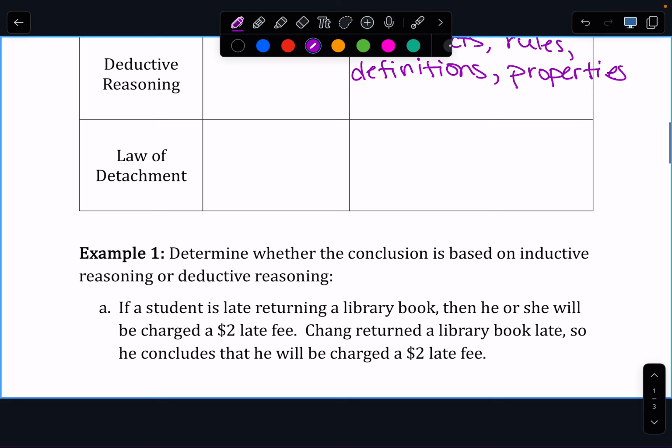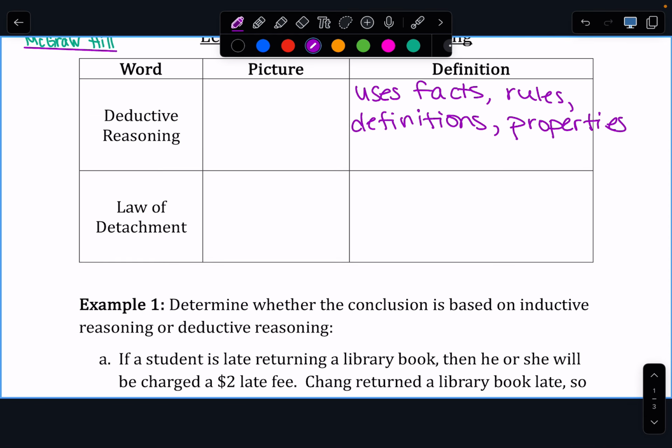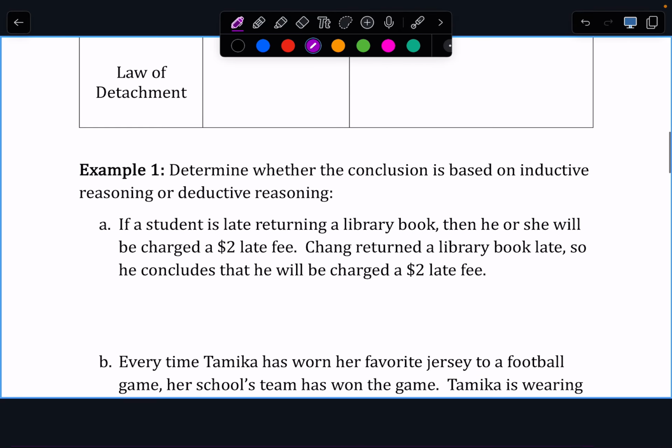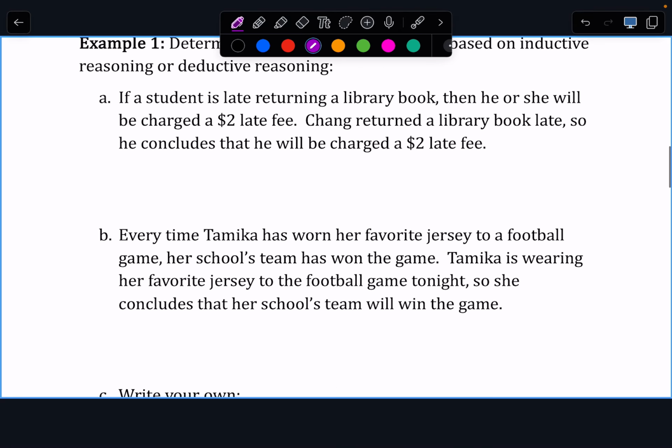Okay, so we're going to come back to the law of detachment, but I have two different examples typed out below, A and B. What I'd like you to do is read them and then have a discussion with your elbow partner about whether A is inductive or deductive, and whether B is inductive or deductive reasoning. Go ahead. Facts versus patterns.